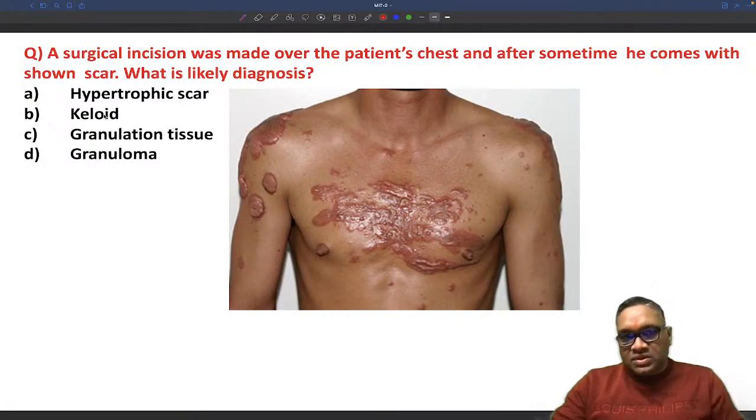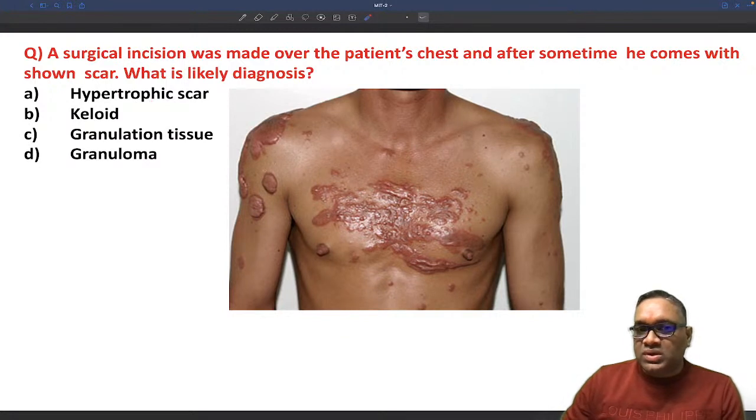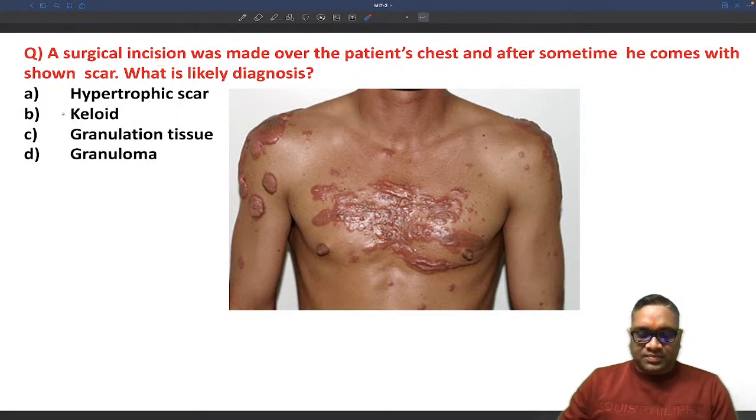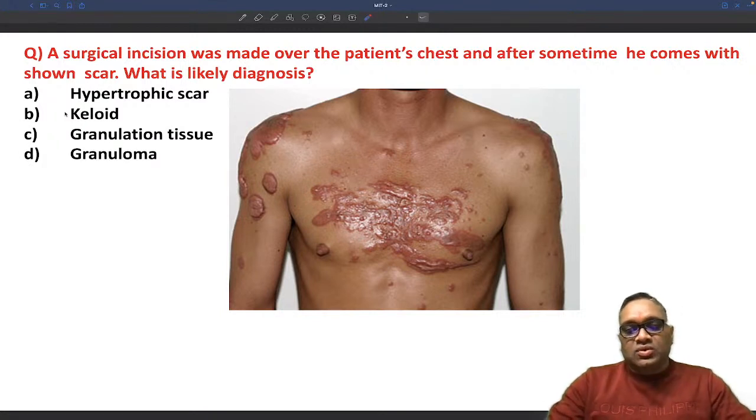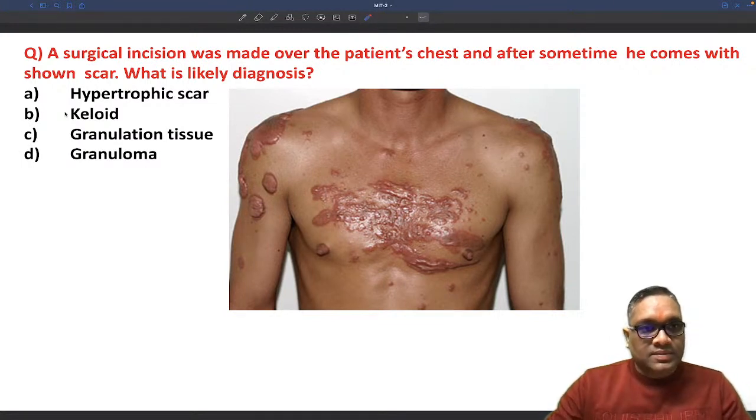So this is the first question. A surgical incision was made over the patient's chest, and after some time he comes with the shown scar. So now you can see these are the scars which are visible. So the examiner is asking what is the likely diagnosis. I will give you 30 seconds, and those who come up with the right answer, I will take out the name of the person who gives the first correct answer. Right, very good.